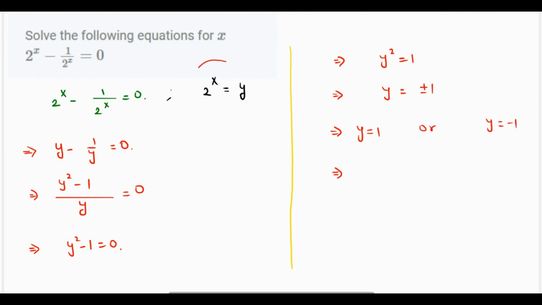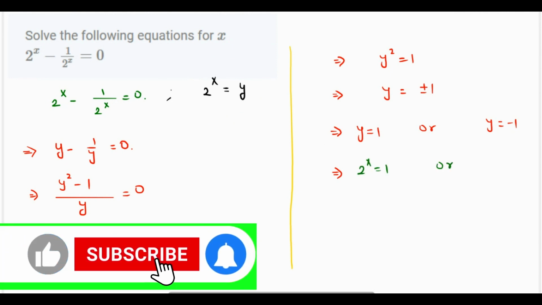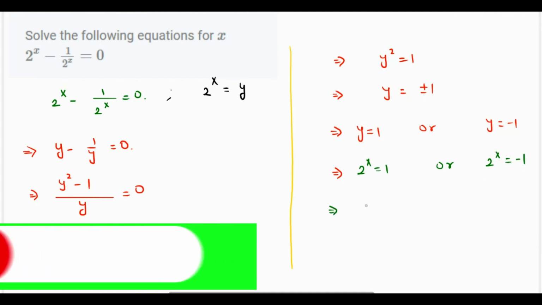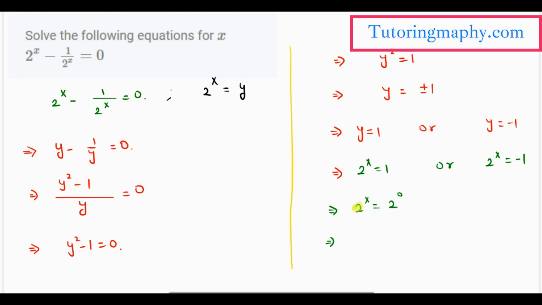So if y is equal to 1, this means that y is nothing but 2 raised to x. So we have 2 raised to x is equal to 1, and 2 raised to x is equal to minus 1. If 2 raised to x is equal to 1, this means that 1 can be written as 2 raised to 0, because 2 raised to 0 is nothing but 1. And since the base is the same in both cases and they are equal, the powers must be equal, so x must be equal to 0.